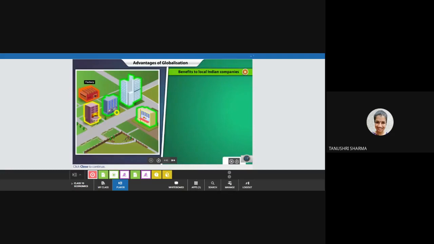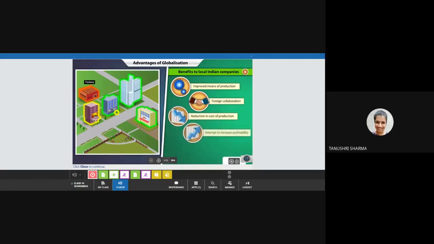The arrival of the multinational companies has benefited many local companies. These companies are now adopting new technology to better their means of production. In some cases, the local company has even collaborated with the foreign companies. This has given rise to competition in the manufacturing sector, as each company wants to reduce the cost of production and increase profits. Many Indian companies too have acquired stakes in companies overseas, and as a result have emerged as multinationals themselves.